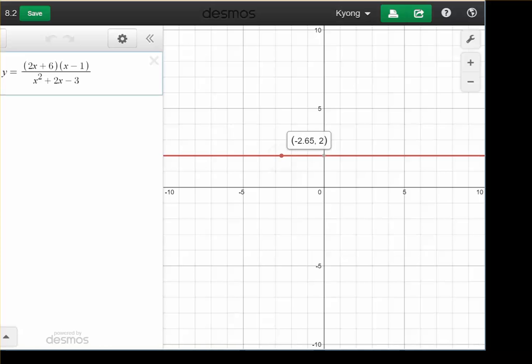Let's go ahead and see what happens when I get to negative 3. When I get to negative 3, it says undefined. And you actually see a hole there. Do you see that hole there? And at 1. What happens at 1? Yeah, there's a hole there too, which tells me that this function right here that I actually wrote out appears to look like a horizontal line, y equals 2, except it has holes at those restrictions.